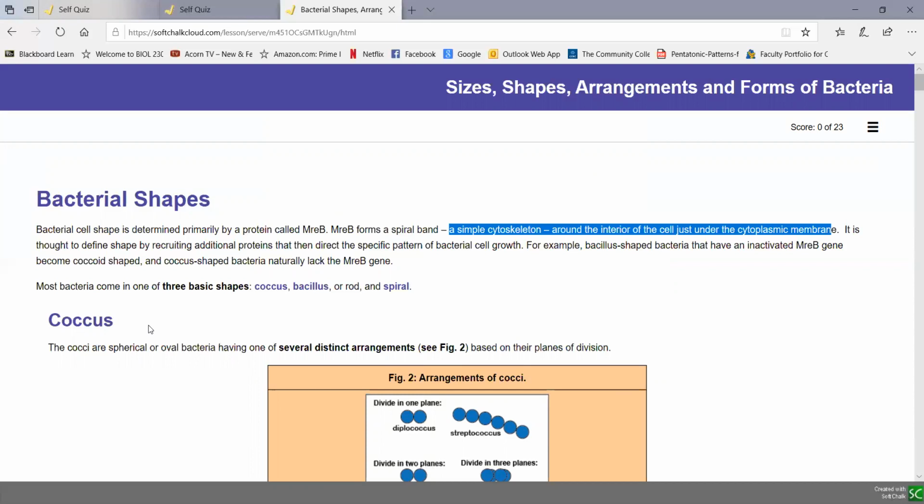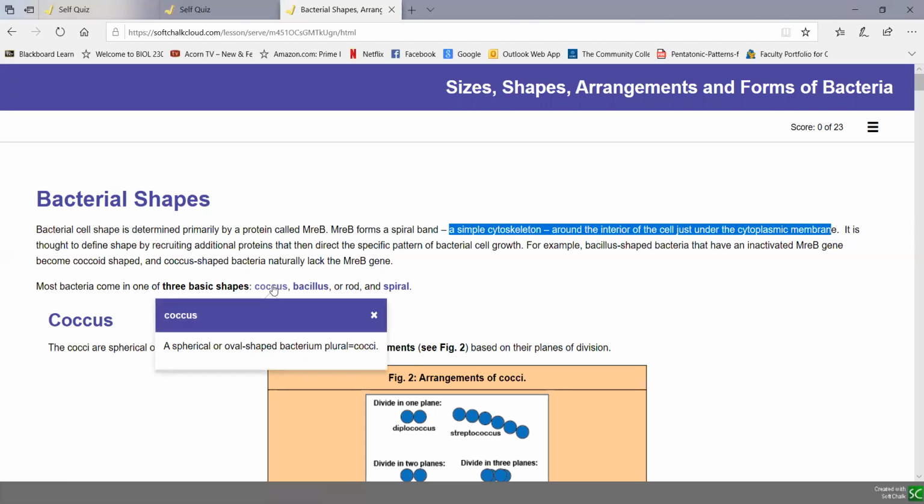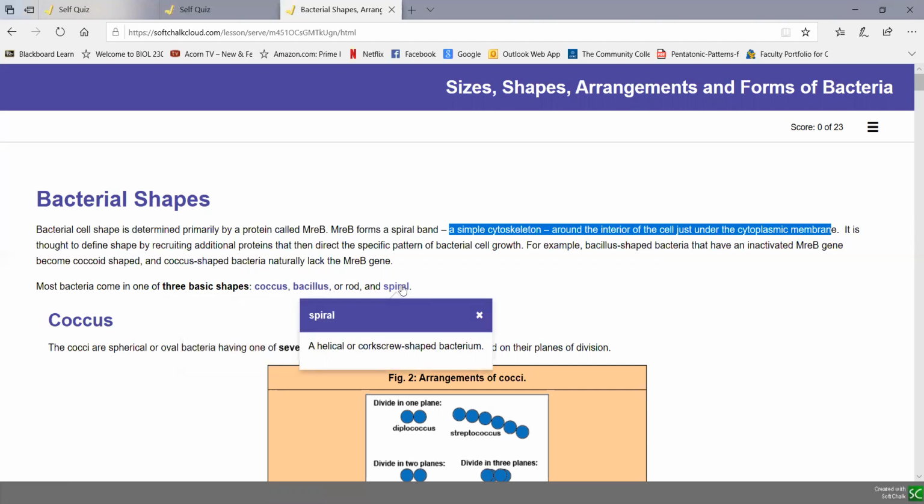So again, if we ask for a shape, it's one of these 3 words, either a coccus, which is a spherical or oval bacterium. The plural of coccus is cocci. A bacillus, a cylindrical or hot dog shaped bacterium. The plural of bacillus is bacilli. And finally, spiral, a helical or corkscrew shaped organism.